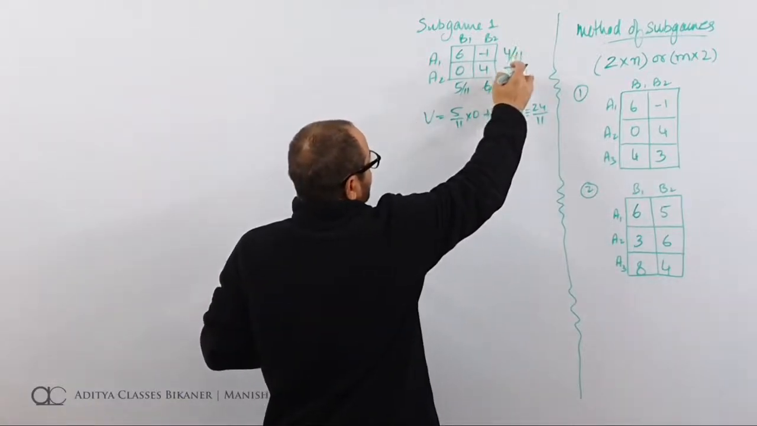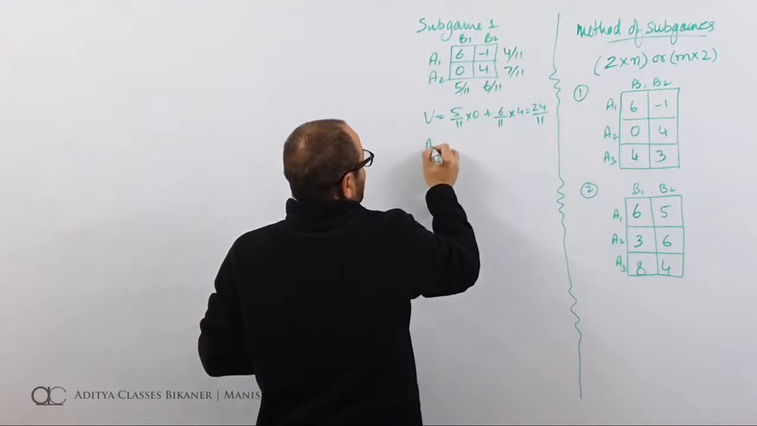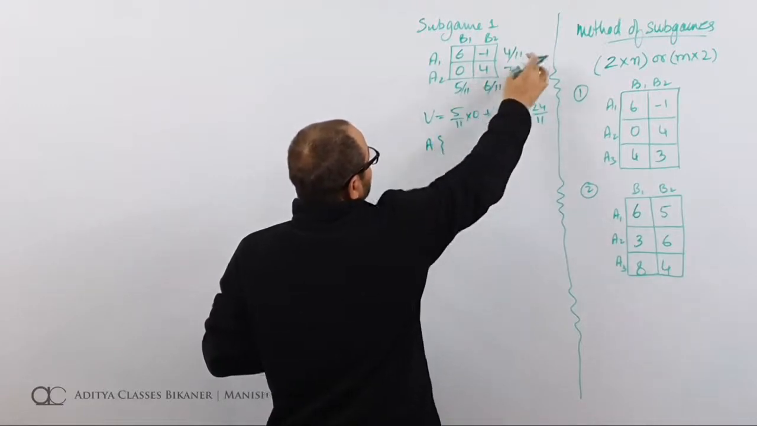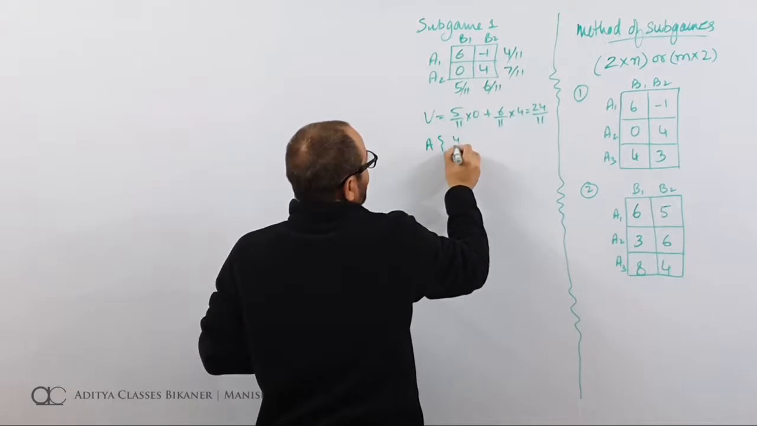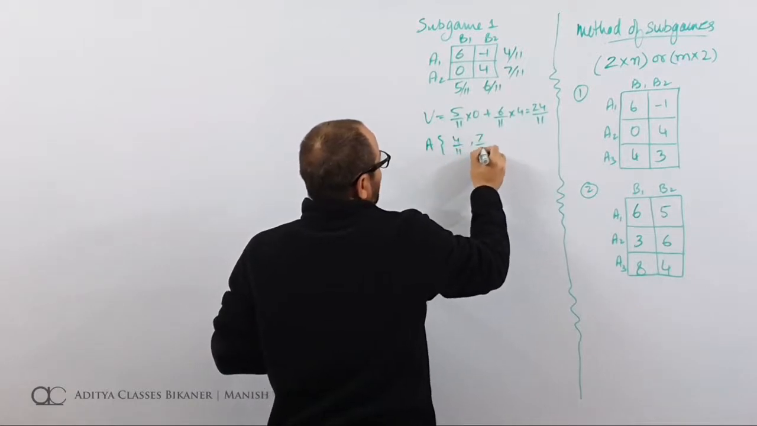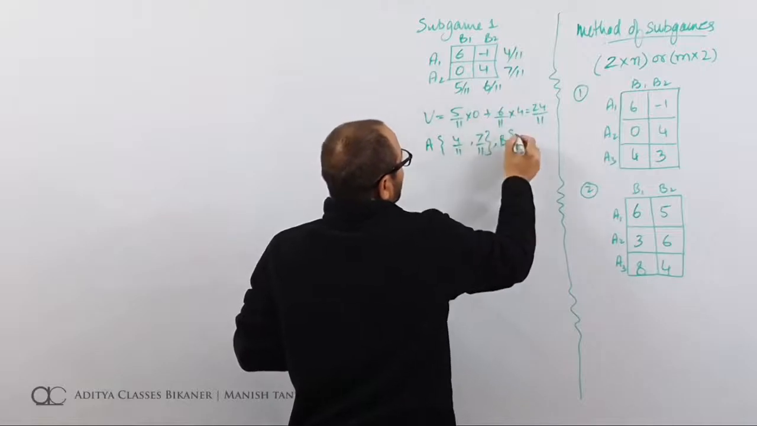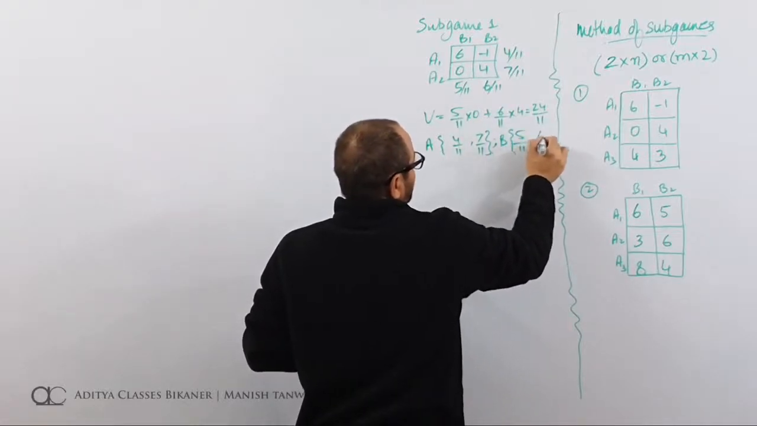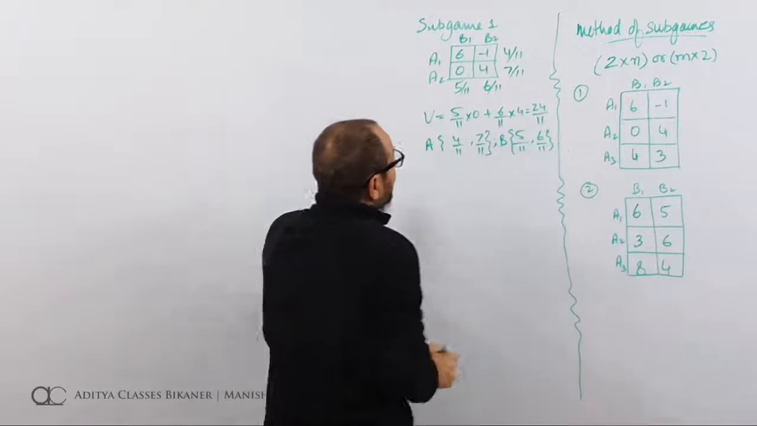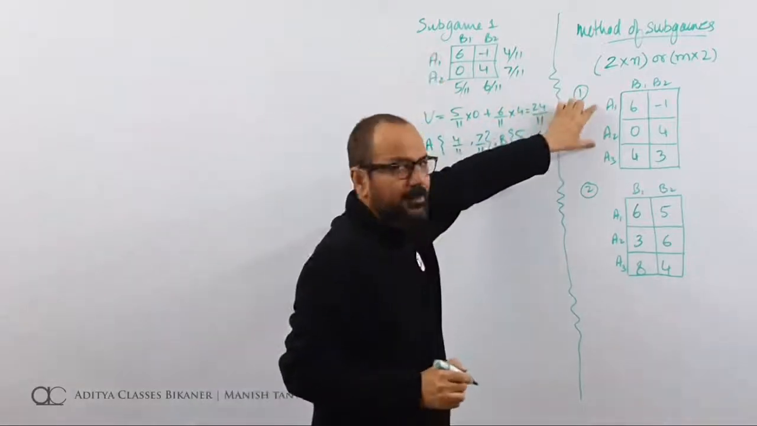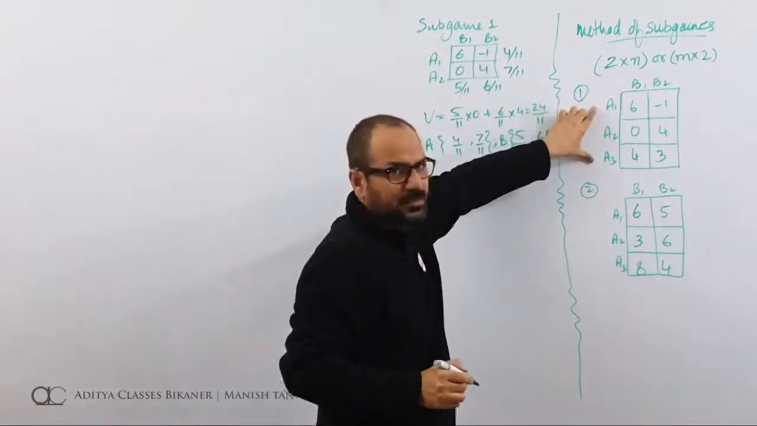Now strategy for A would be 4 by 11 and 7 by 11. Strategy for B would be 5 by 11 and 6 by 11. So this is my subgame 1, A1, A2. Now let me pick subgame 2, that is A1, A3.